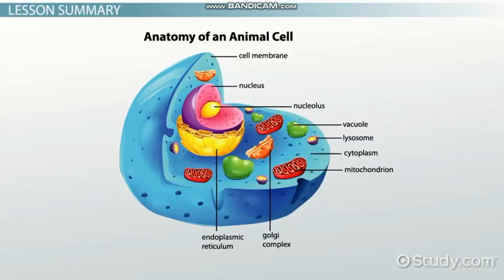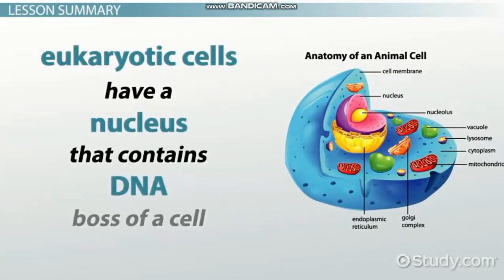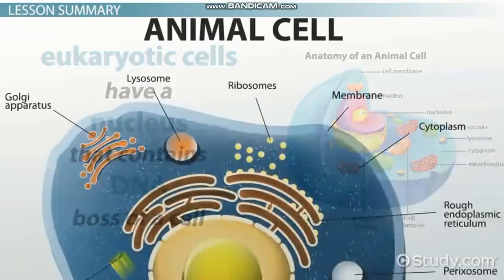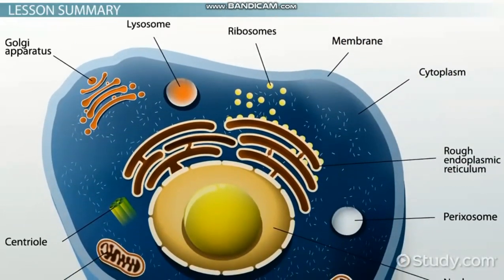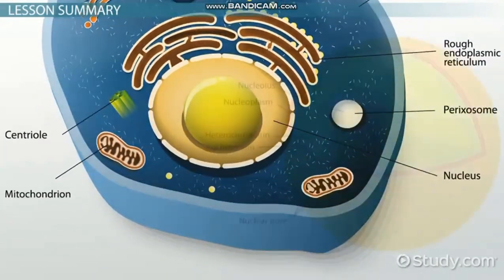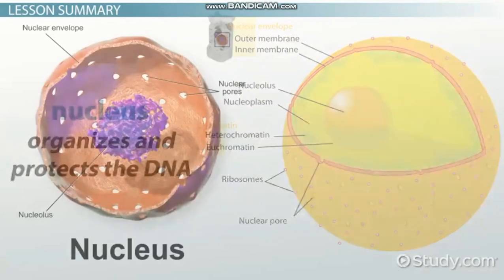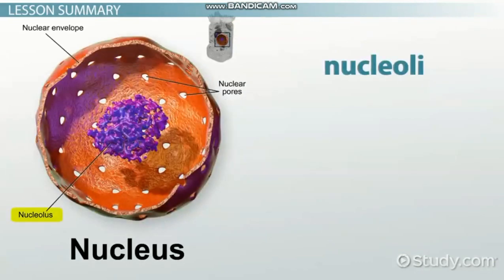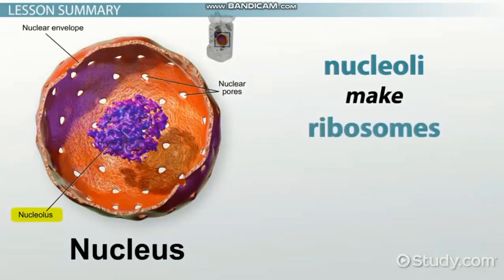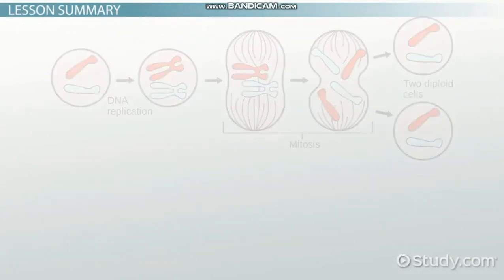Let's review. Eukaryotic cells have a nucleus that contains DNA, the boss of a cell. Animal cells are eukaryotic cells that don't have a cell wall and are part of larger, multicellular organisms. The nucleus organizes and protects the DNA. Inside the nucleus are structures called nucleoli that make ribosomes, the protein factories outside the nucleus.